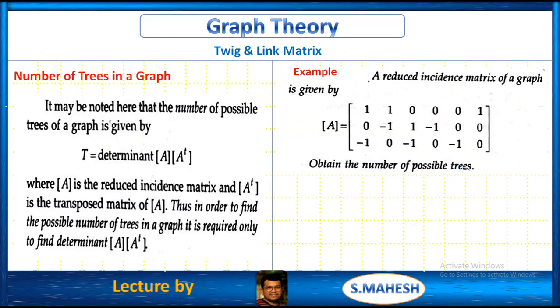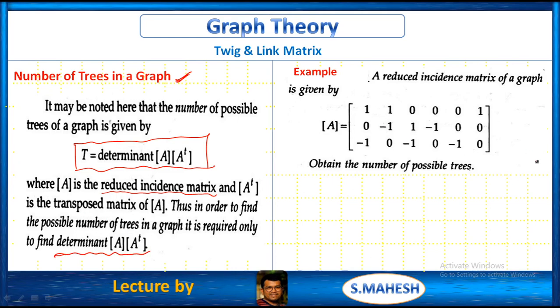And finally, let us consider the number of trees in a graph. How to calculate the number of trees in a graph? It may be noted here that the number of possible trees of a graph is nothing but the determinant of A into A transpose. Where A is nothing but what? The reduced incidence matrix. A transpose is what? The transpose matrix of A. Thus, in order to find the possible number of trees in a graph, it is required only to find the determinant of A into A transpose. The number of trees from the graph is nothing but the determinant of A into A transpose.